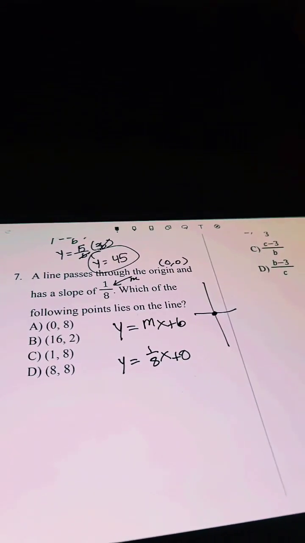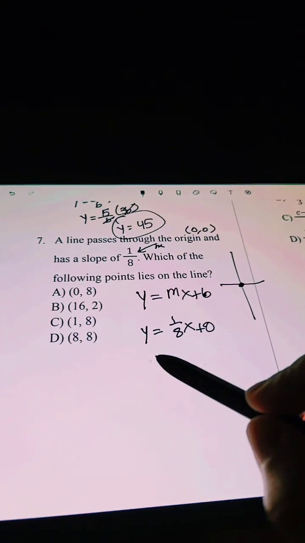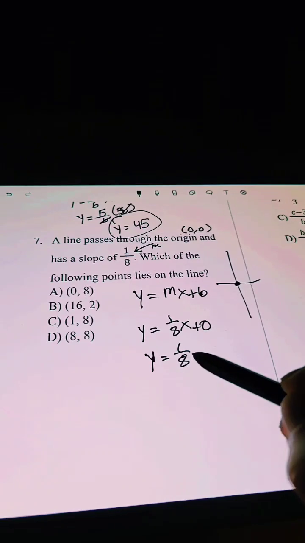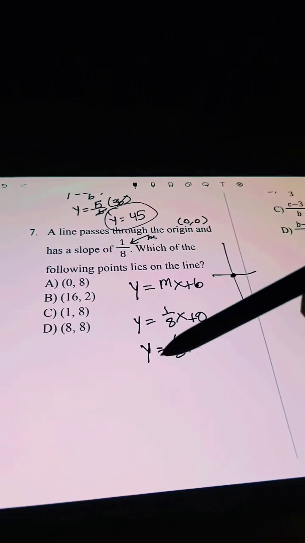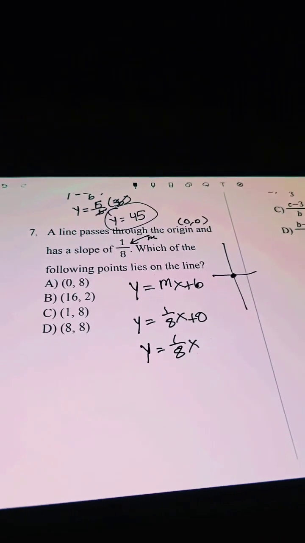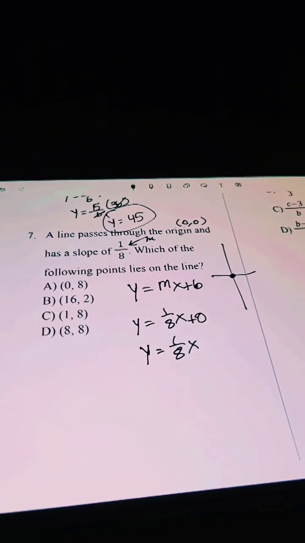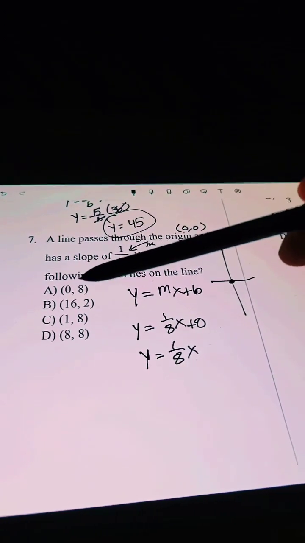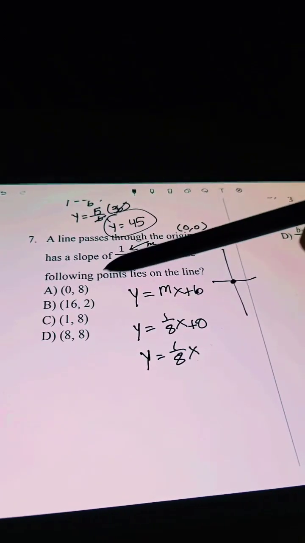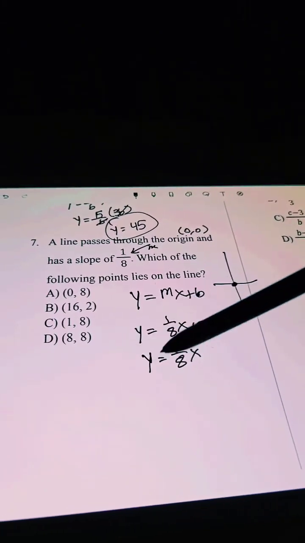You could write that out, or just in your head, like with the other one, you can just cancel it out. But I'm going to write it out for people so that they can see. So then your whole equation would just be y is equal to 1/8 x, right? Now to know if a point lies on a certain line, all you have to do is plug in the x and y for that point to see if it works in the context of the equation.